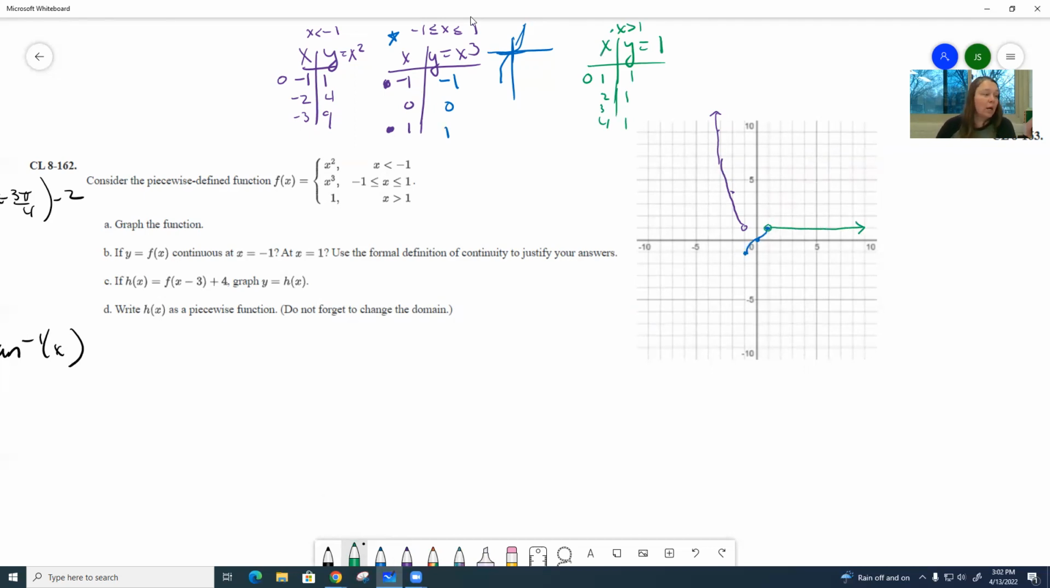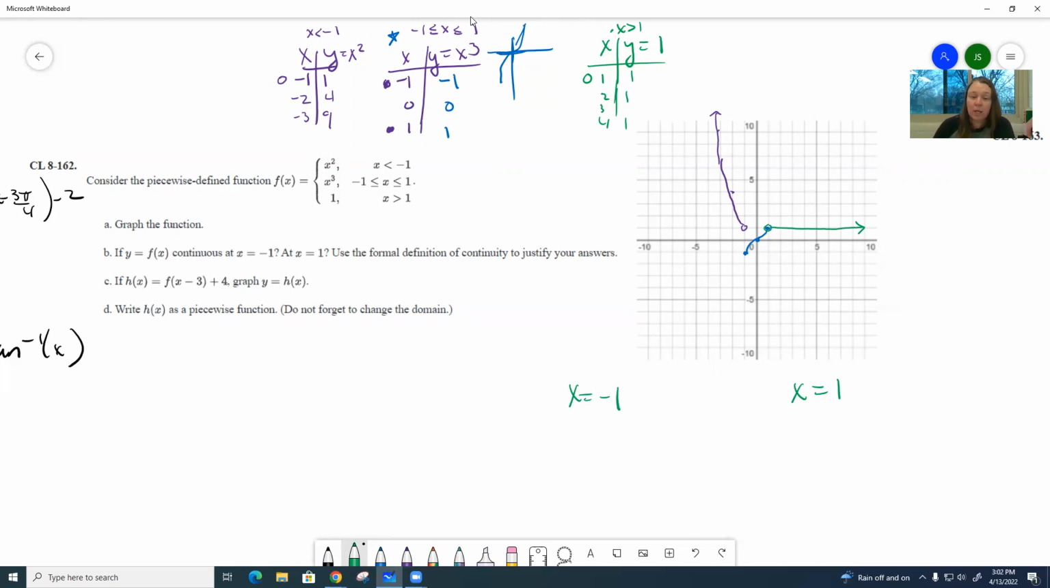All right, so then now we can talk about continuity. So for part B, is f of x continuous at x equals -1, and also, is it continuous at x equals 1? Use the formal definition of continuity, justify your answers. So at -1, you might look and say, oh, there's a break in the graph, it's not continuous, but we have to go through the continuity test.